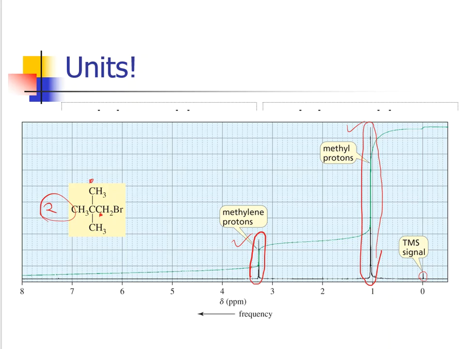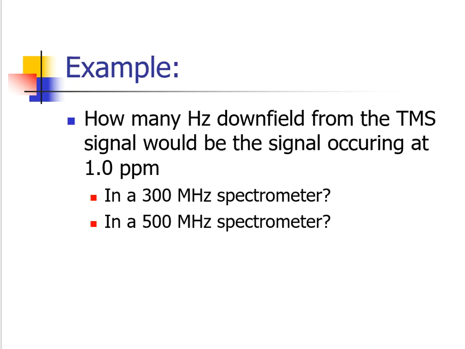So now we're going to take a look at another type of example problem that starts to relate this information together. And this example problem says, how many hertz downfield from the TMS signal would the signal occurring at 1 ppm be in a 300 megahertz and a 500 megahertz spectrometer?